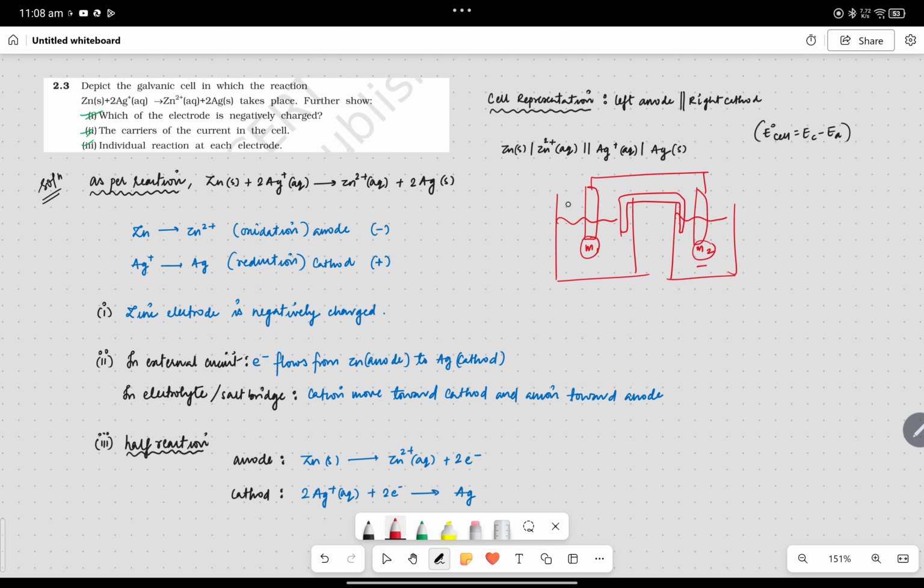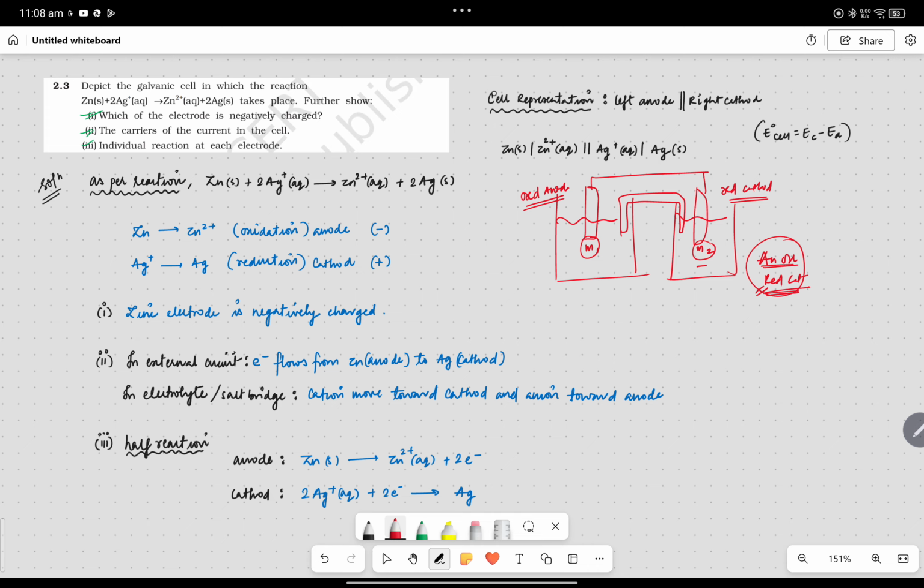Now reactions happen: oxidation at anode and reduction at cathode. Simple. You can also remember that by a trick called AN OX and RED CAT. It means at the anode oxidation occurs, at the cathode reduction occurs, right? This never changes irrespective of any cell you talk about. Oxidation will happen at the anode, and reduction will happen at the cathode, right?